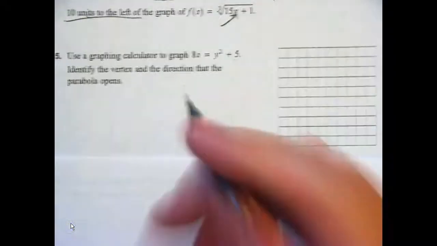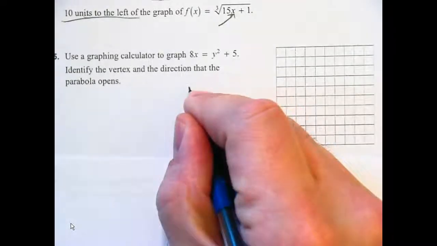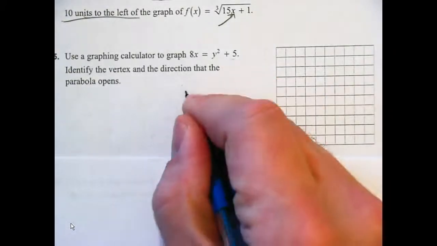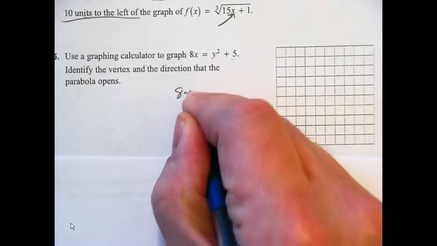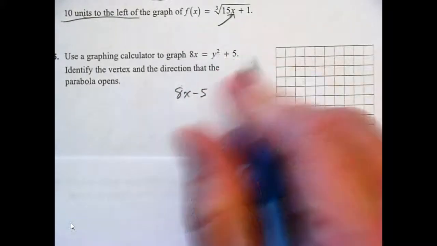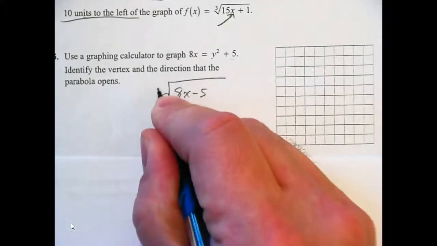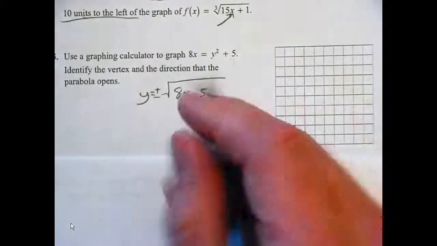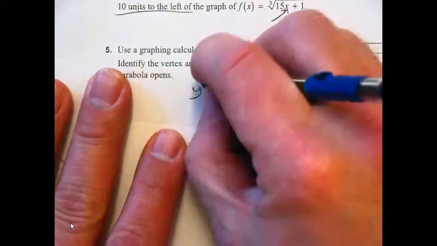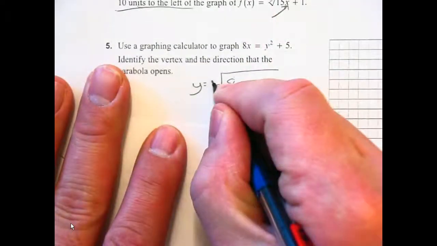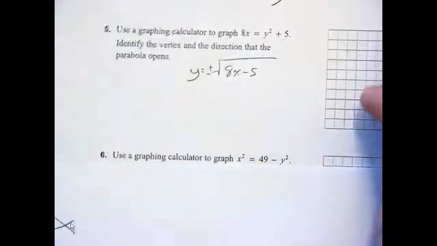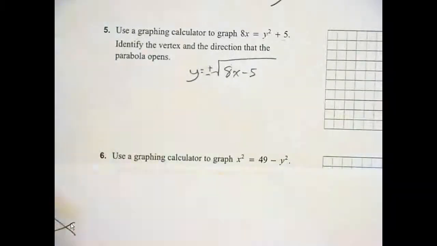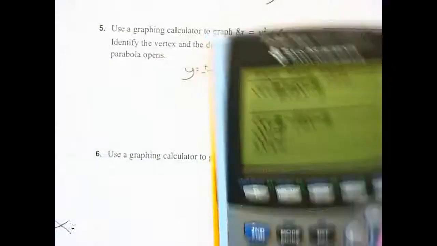Okay, so I'm going to have to move the 5 over, right? 8x minus 5. And then I'm going to have to take the square root. When I impose the square root, it should be plus minus. So y equals plus minus the square root of 8x minus 5. Now, when I'm putting that into my graphing calculator, I've got to put the positive and the negative.